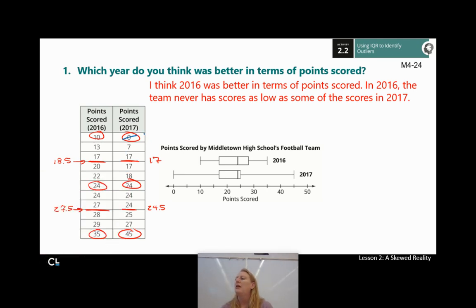So this means I've got to check out these 2 guys. He was below the lower fence. He was above the upper fence. So now my minimum is 7. My maximum is 27. My median did not change. The middle is still right here. It's still 24.